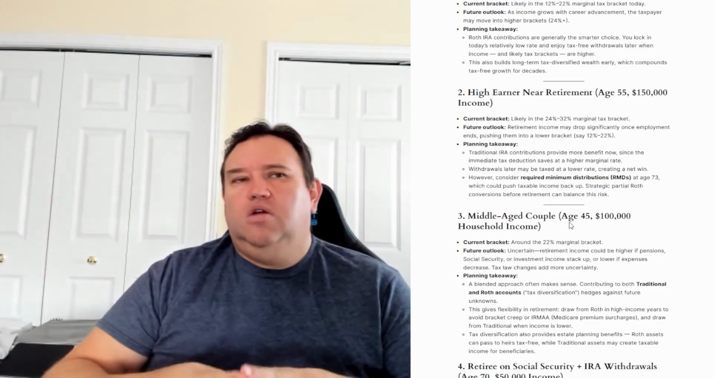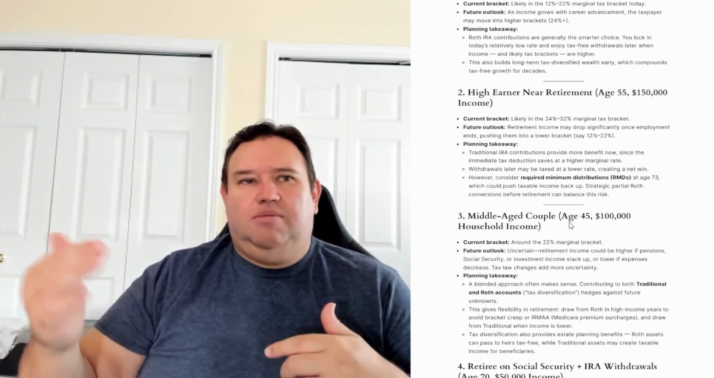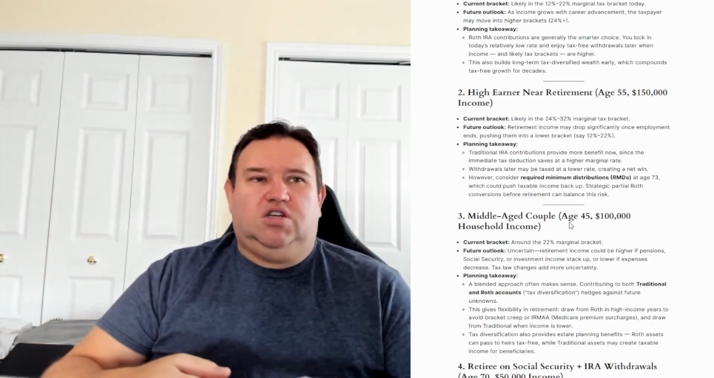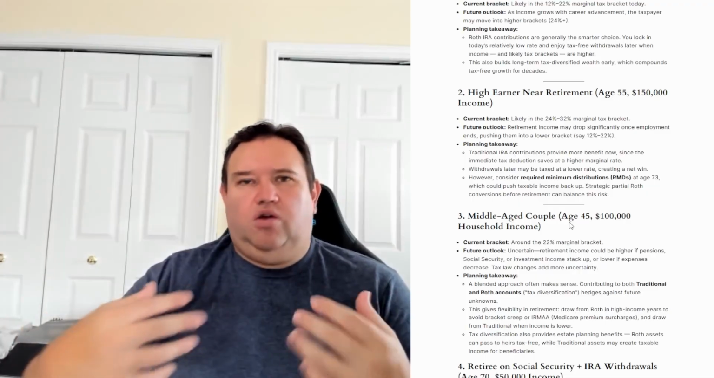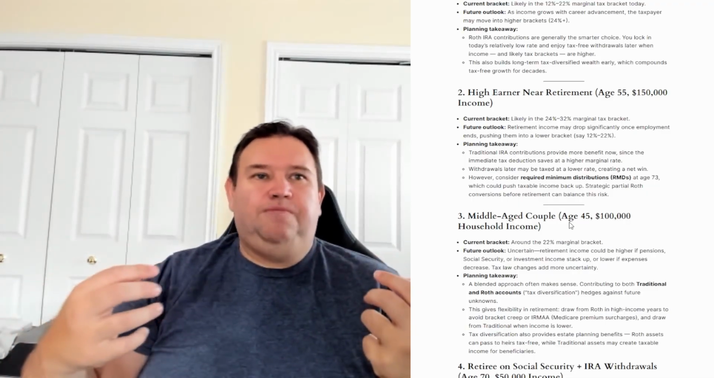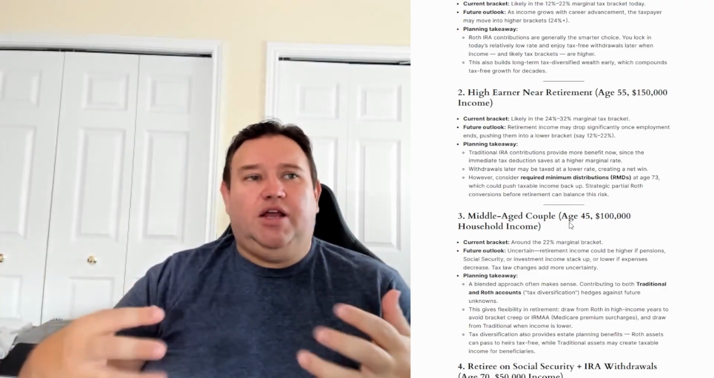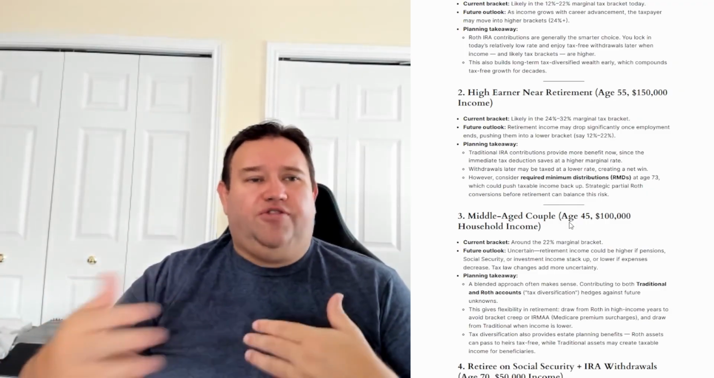A high earner near retirement, age 55, with about $150,000 in income, is likely in the 24 to 32% marginal tax bracket. Future outlook: retirement income may drop significantly once employment ends, pushing them into a lower bracket. So the traditional IRA. Or this could be a worker with a high income who's a laborer and knows they're not going to be able to work when they retire because their body's wearing out at 60. They might save as much as they can in something like a 401k or an IRA to defer taxation.